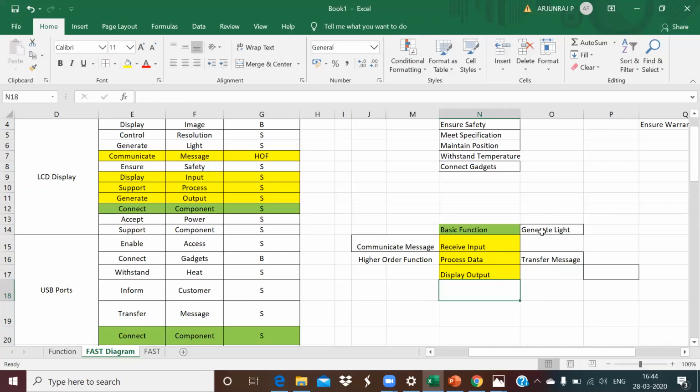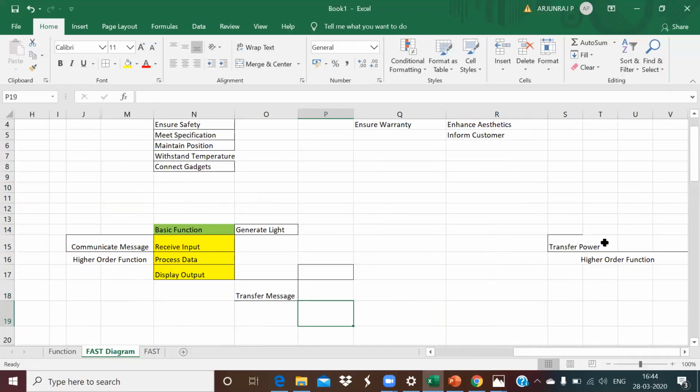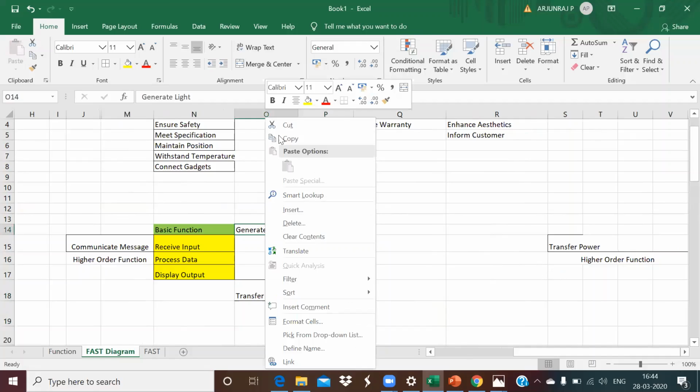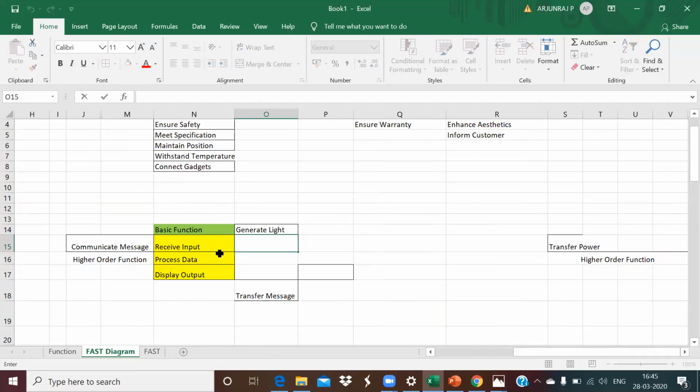How do we receive input? By transferring a message and generating light. Again, the transfer of power and all can be a lower order function. Why do I need to transfer the power for the light to get generated, and again why do I need to generate light? When I'm receiving the input, how can I receive it? With the help of some processor.